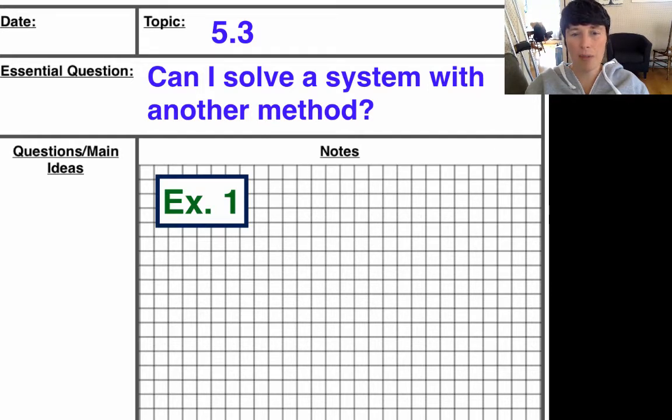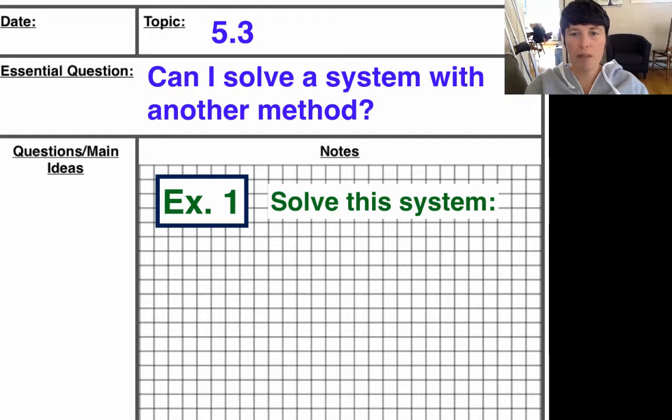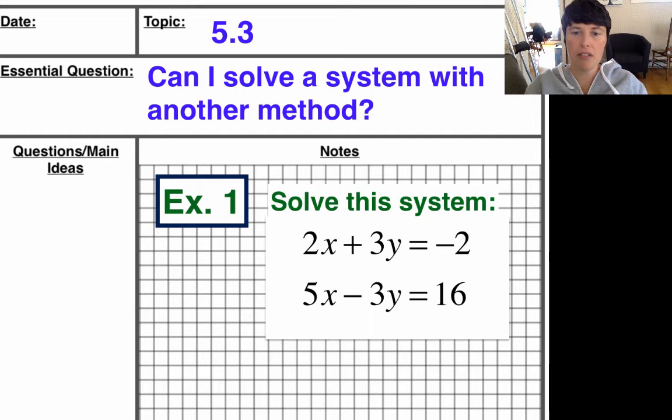We're going to call it example 1. And for our first example, we are going to solve this system. So here is our problem. We are going to solve 2x plus 3y equals negative 2 and 5x minus 3y equals 16. Now right away when I look at this problem, I'm not really happy with it because both of those equations are in that standard form, that there's no y equals mx plus b. I definitely wouldn't be happy if I had to graph this system. I could do it, but it's just not my favorite form.